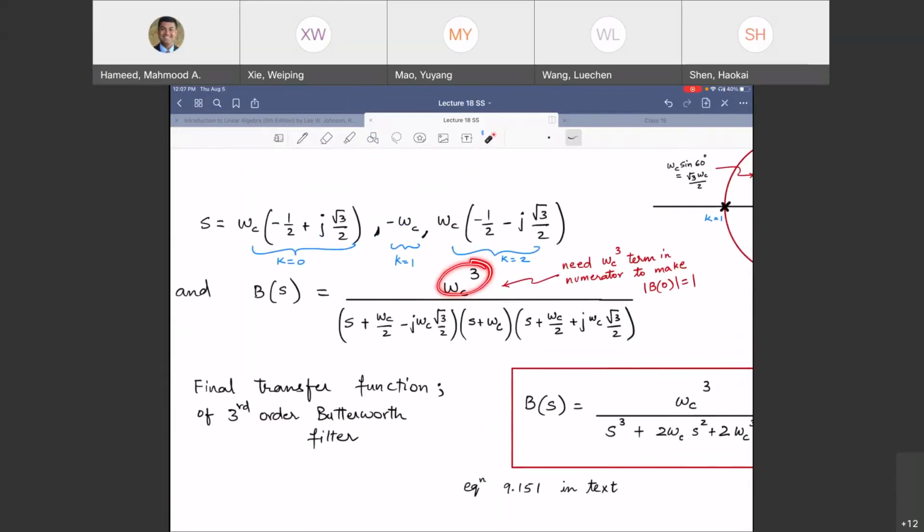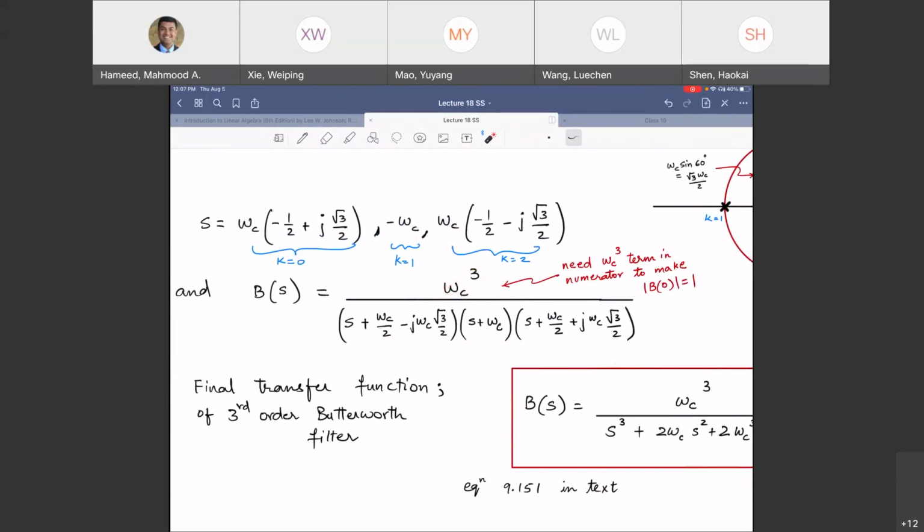Omega c cubed. Why omega c cubed? Because when S is at 0, we want it to cancel out and give us a 1. So if you multiply this with this with this, you get omega c cubed. We want that to cancel out, which is why we make the numerator omega c cubed. And in the denominator, you see all the 3 poles of the Butterworth filter that we had derived.